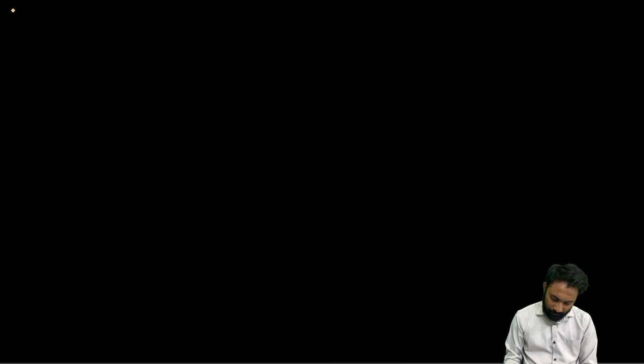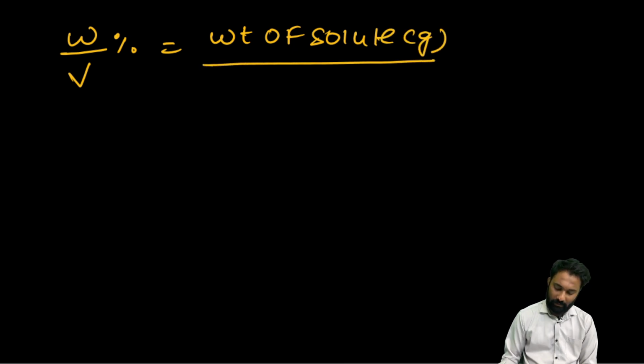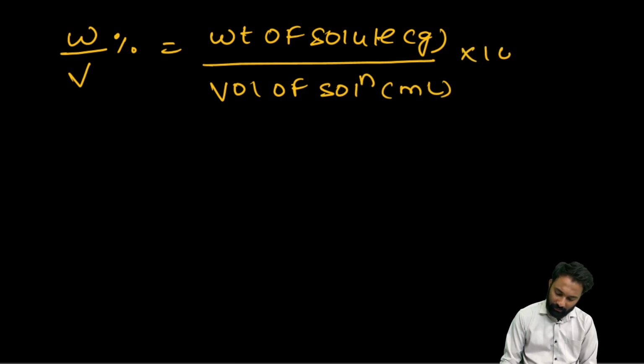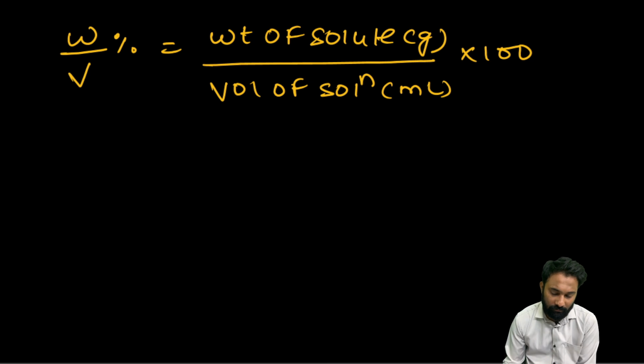If W by V percentage is given, what is W by V percentage? It means weight of solute in grams by volume of solution in ml into 100. Clear? This is weight by volume percentage.